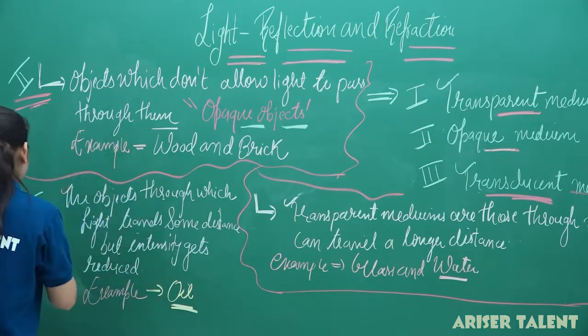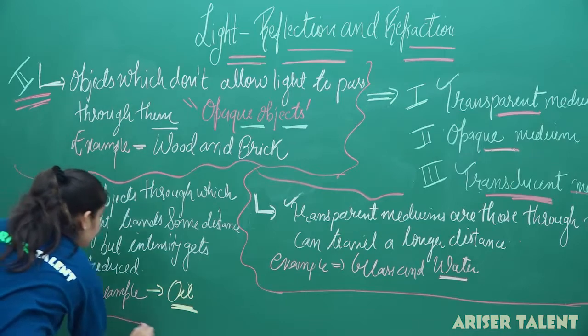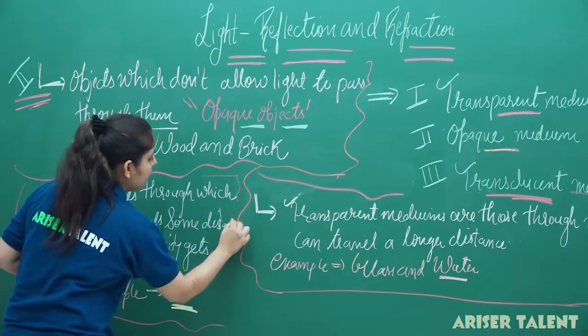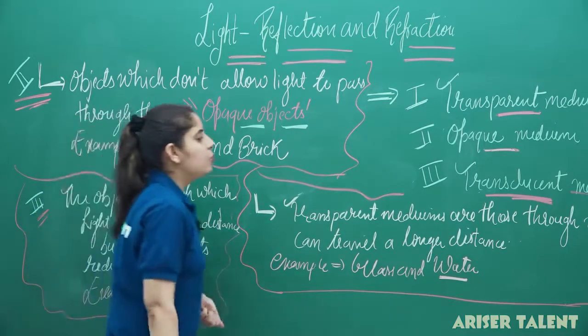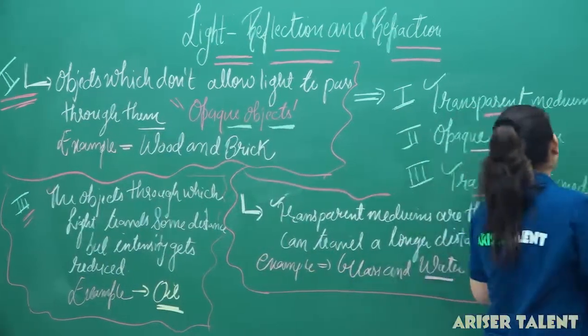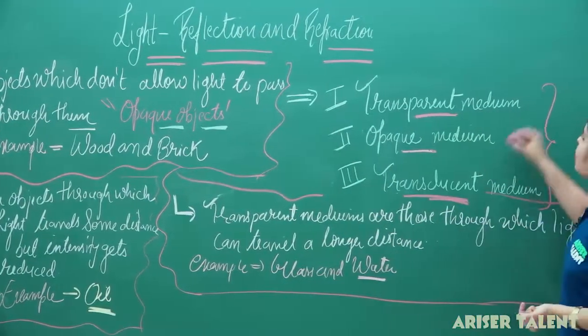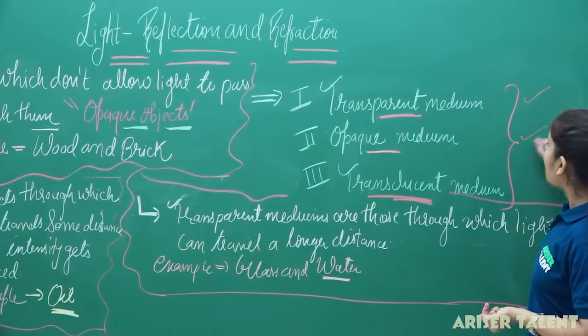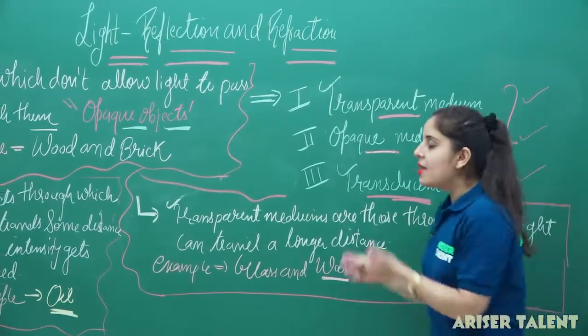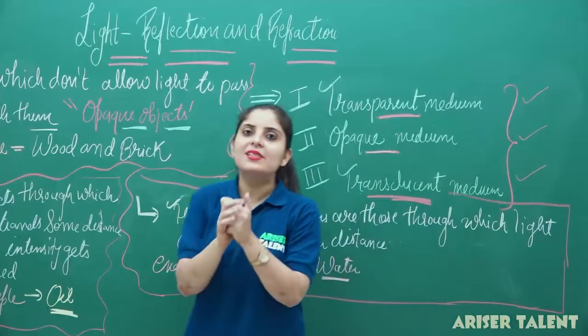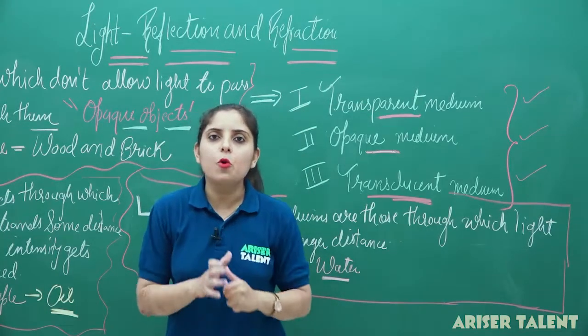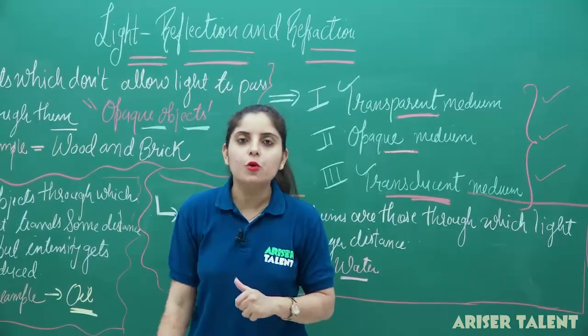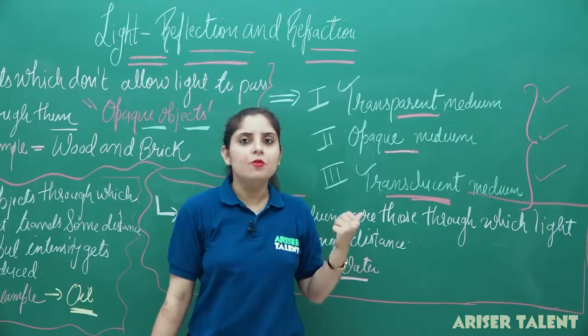Example we have is oil, and this is our third definition, that is about the translucent medium. So actually we have the three types of mediums here. First one is transparent, second is opaque, and third one is translucent. I am just giving the short description once again. Transparent mediums are those in which light can easily pass through. Examples we have are glass and water.